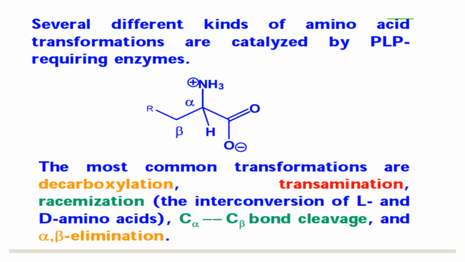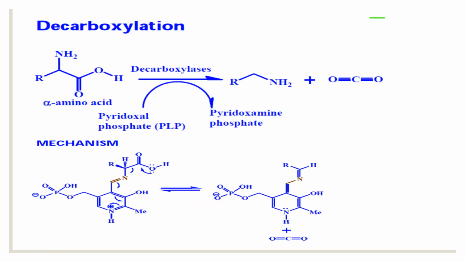So several different kinds of amino acid transformations are catalyzed by PLP-requiring enzymes, and the most common transformations are decarboxylation, transamination, racemization or the interconversion of L and D amino acids, and alpha-beta bond cleavage as well as alpha-beta elimination. These all are the role of what? Pyridoxal phosphate, or PLP. So decarboxylation is one scenario in which the acid functional group is removed in the form of carbon dioxide. That is known as decarboxylation. So this decarboxylation can be supported by pyridoxal phosphate, or PLP.